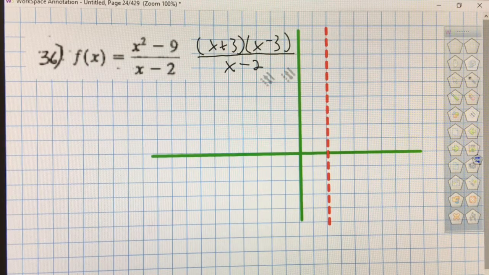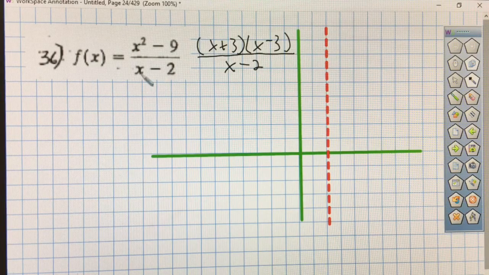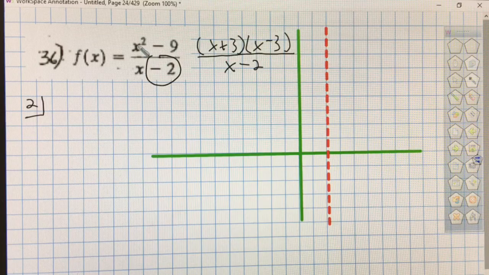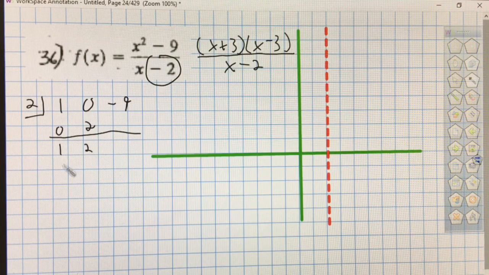Degree of the top is bigger than degree of the bottom, so that's going to generate a slant asymptote or an oblique asymptote, so I have to do synthetic division. The 2 goes in the backwards box, a 1, a 0, and a negative 9. This is going to give me the equation of my slant asymptote, and that's going to be x plus 2. Y equals x plus 2 is my oblique or slant asymptote.